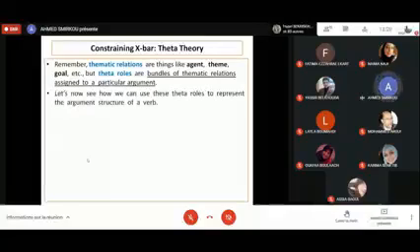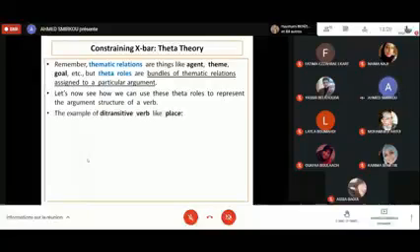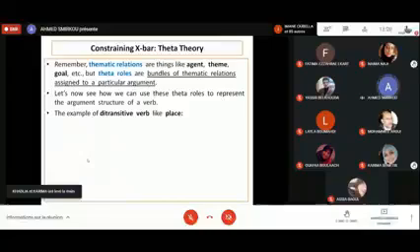Let's now see how we can use these theta roles to represent the argument structure of a verb. We take the verb place as an example of a ditransitive verb. Now let me ask you, how many arguments are required by the verb place, and what kind of arguments? Please raise your hand if you want to answer. Think of sentences.